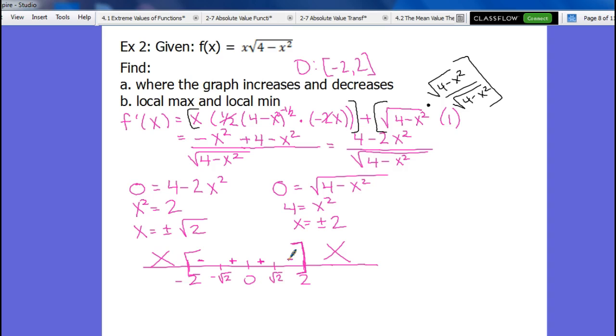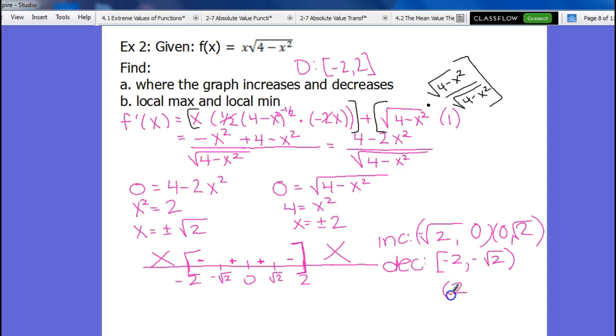And then from there, you would just say increase, negative root 2. This is where you got to be careful. To root 2. I wouldn't include 0 because we don't know what's quite happening at 0. And decrease. You can have it as a bracket or parenthesis because it's an endpoint. They would accept either.